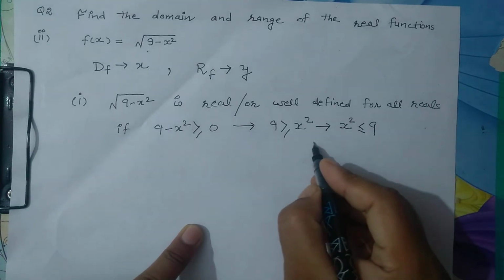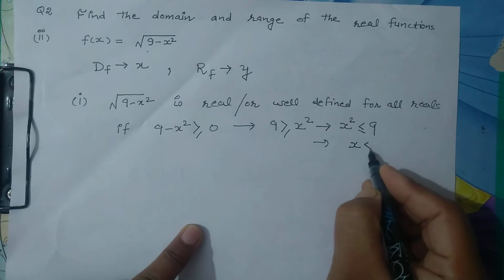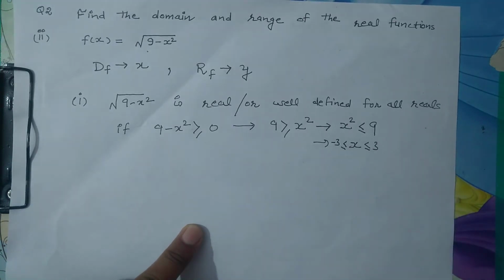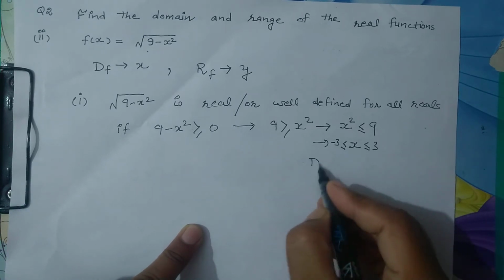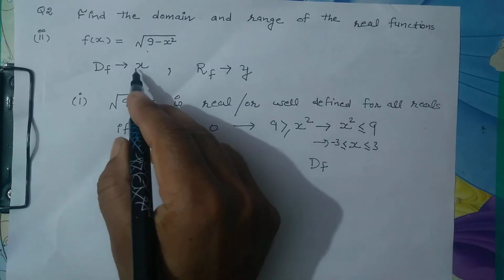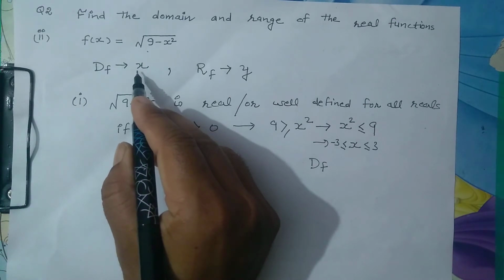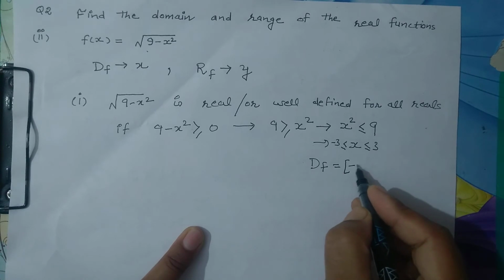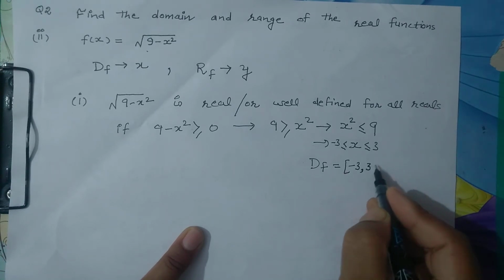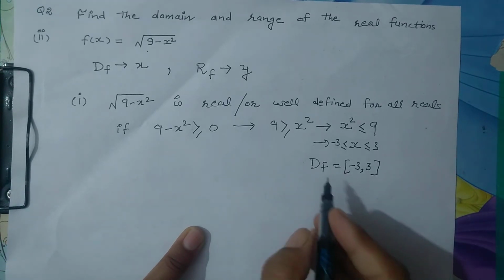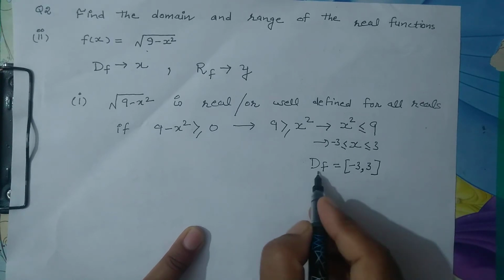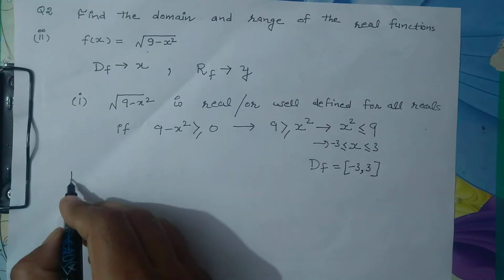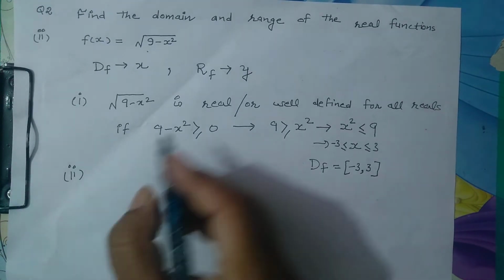So what is the conclusion? x is less than or equal to 3, greater than or equal to minus 3. So this way, domain of the function means finding the value of x. So the x value is obtained here. This is minus 3 to plus 3. So this is the value of x. This is the domain of the function. Now second purpose, finding the range of the function.